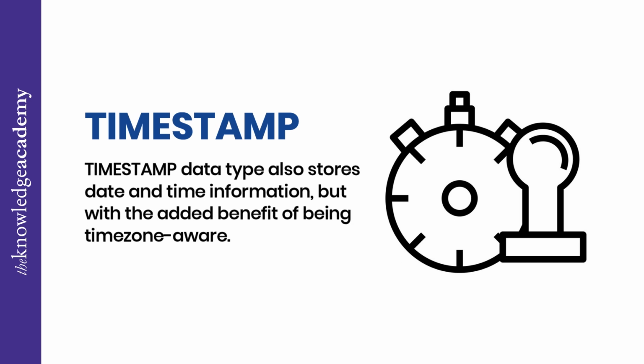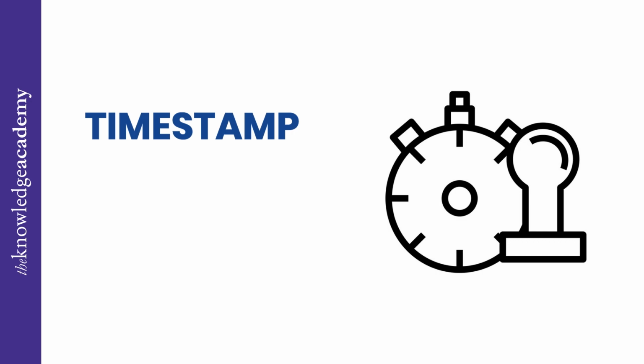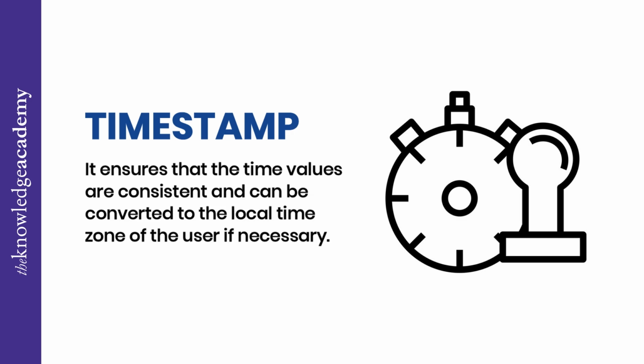Next in the list is timestamp. Similar to datetime, the timestamp data type also stores date and time information, but with the added benefit of being time zone aware. The format is the same as we had in datetime. Timestamp is particularly useful in distributed applications where events are recorded across different time zones.